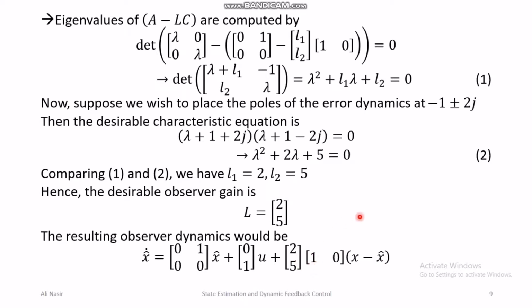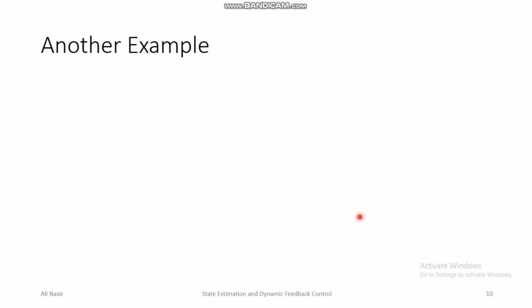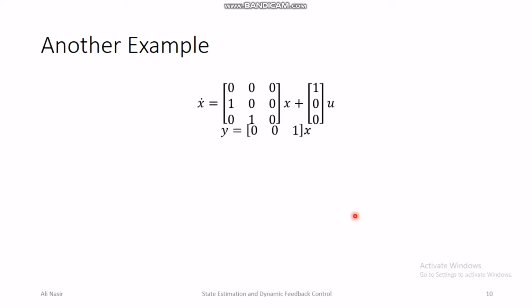Next we first look at another example, and then we shall look at how we can design the controller based on the state estimates. So this is the third order example where we have three states x1, x2, x3, and we are only measuring the state x3. We are trying to figure out whether we can determine the value of all three states x1, x2, x3 using only the value of x3.